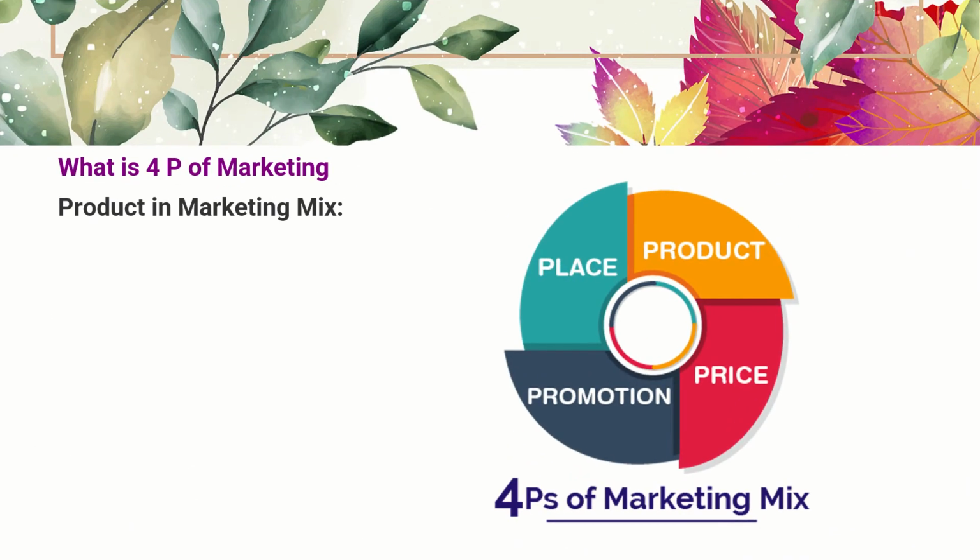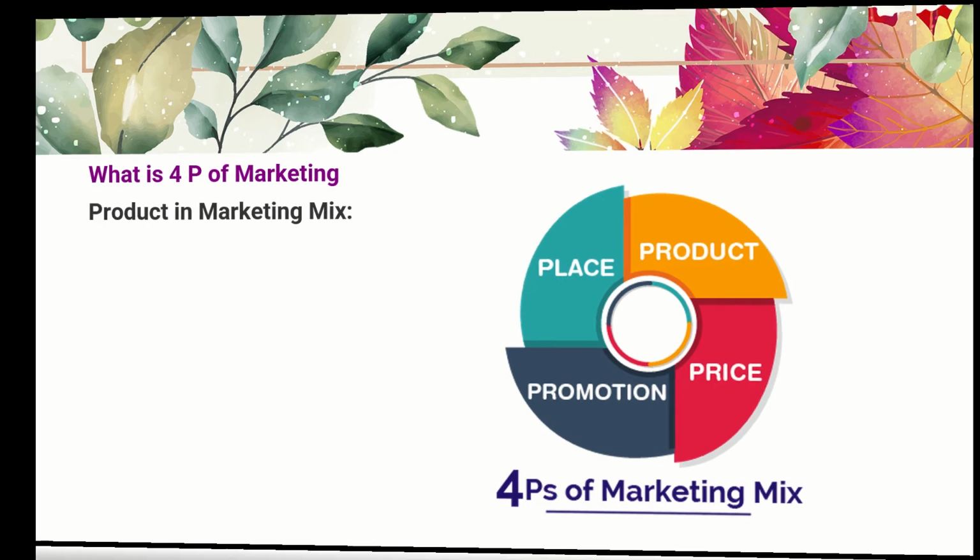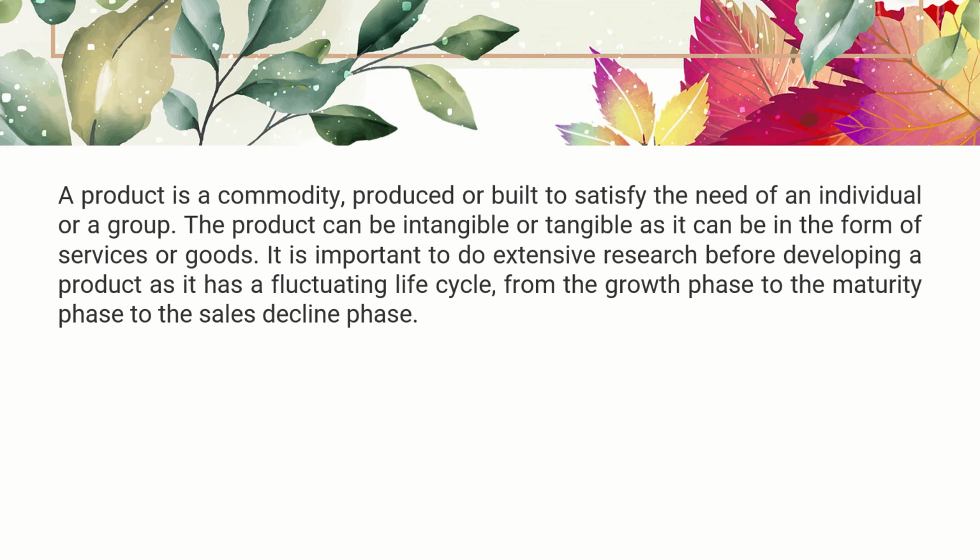The 4Ps of marketing mix: product, price, place, promotion, under which the first thing that I'm going to start with is product. What is product? A product is a commodity produced or built to satisfy the needs of an individual or a group. The product can be intangible or tangible, as it can be in the form of services or goods.